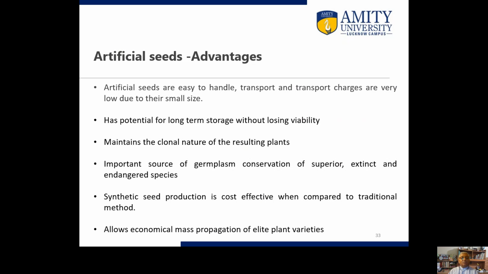It allows the economical mass propagation of elite plant varieties, because for mass production of the elite plant varieties, genetic similarity is very, very important. So these varieties cannot be further multiplicated through natural seeds because of the intermixing of the characters. And in some cases, asexual reproduction or the conventional method has its own constraints. So for multiplication, this method, the synthetic seed production and multiplication, is the most suitable method for such purposes.